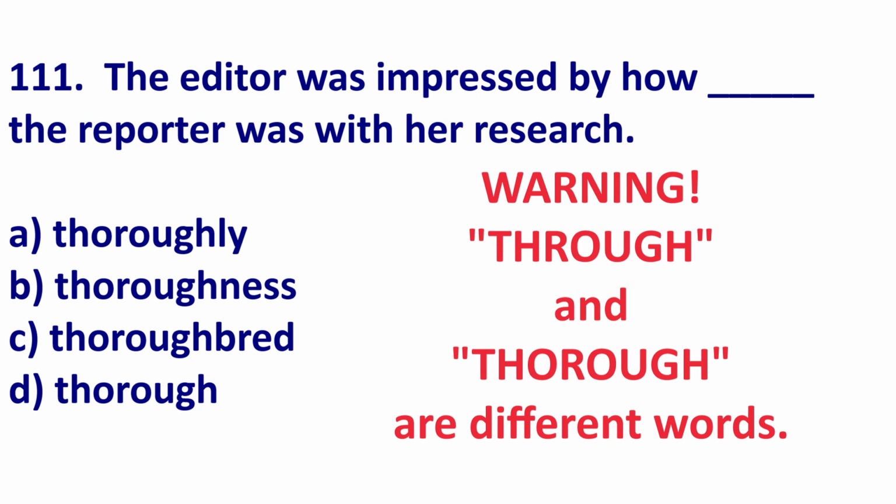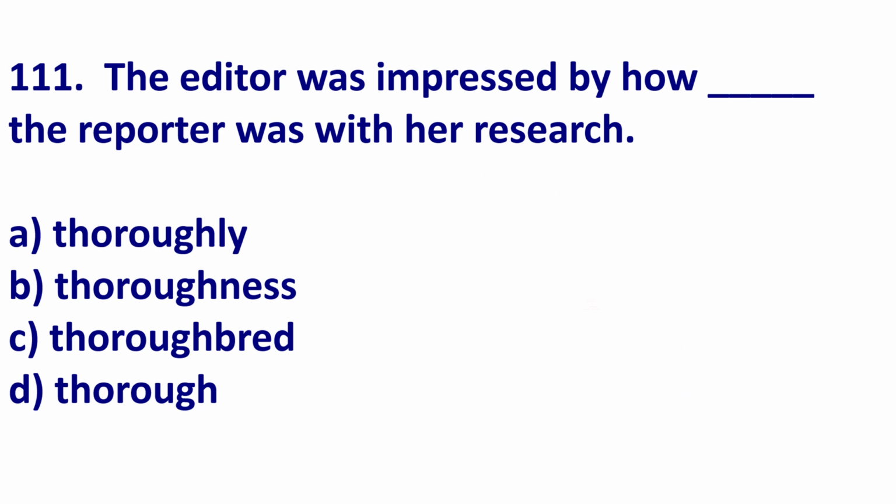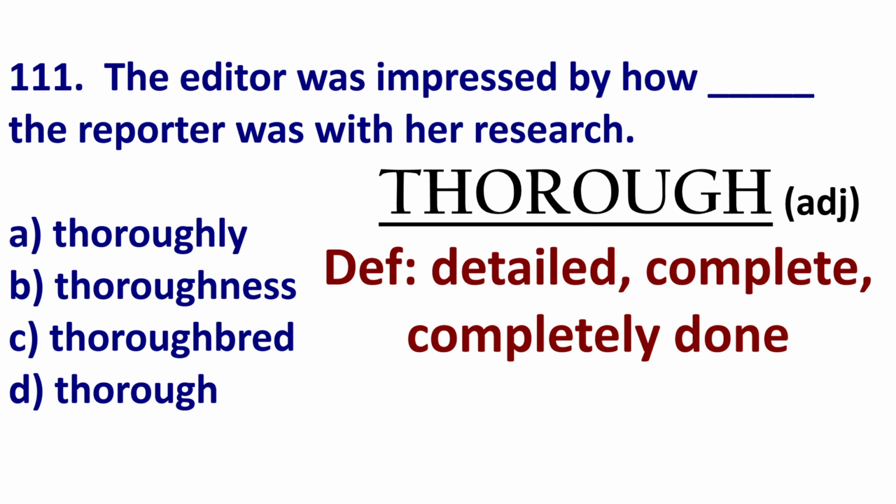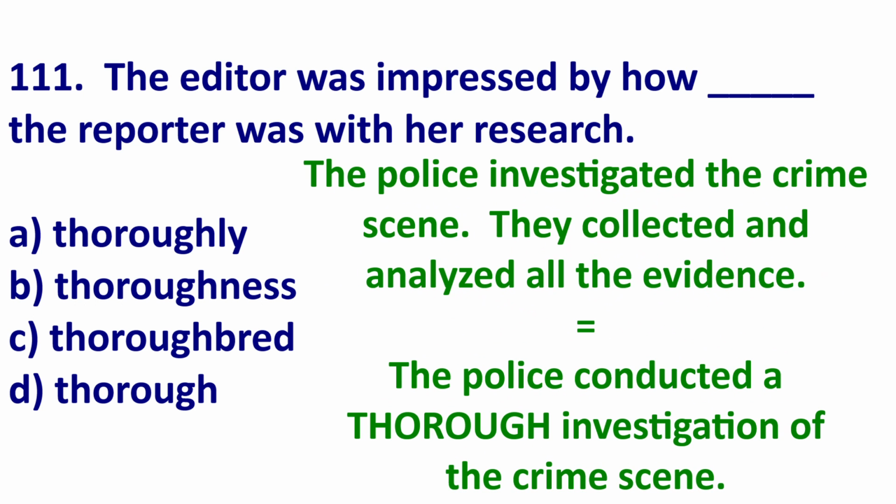This word is thorough. Notice the pronunciation. Thorough is an adjective. It means detailed. It describes something that is done completely. There is a lot of focus on small details. For example, the police investigated the crime scene. They collected and looked closely at all the evidence. So the police conducted a thorough investigation of the crime scene. So a thorough investigation is a detailed investigation.